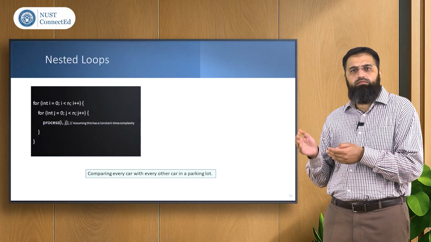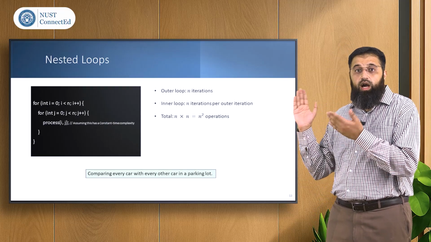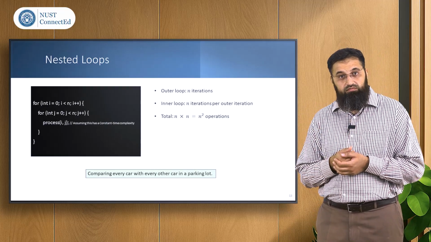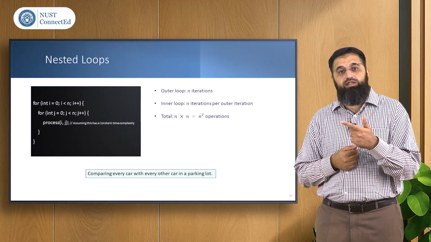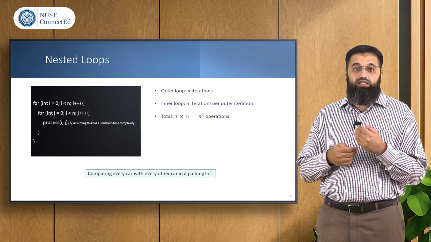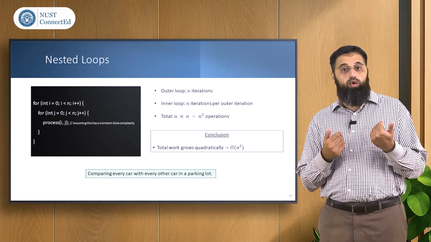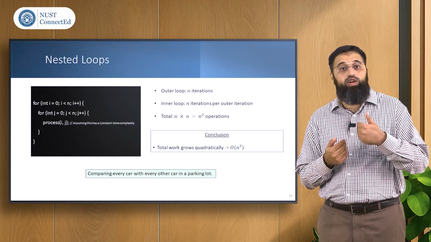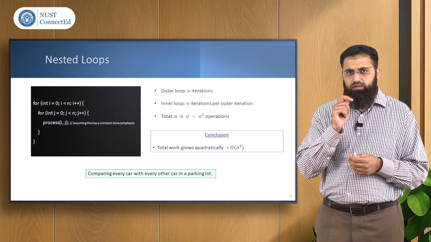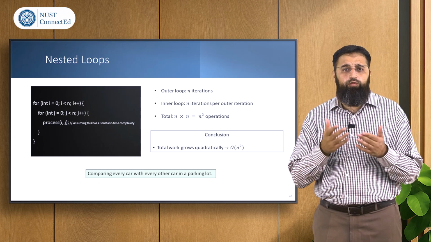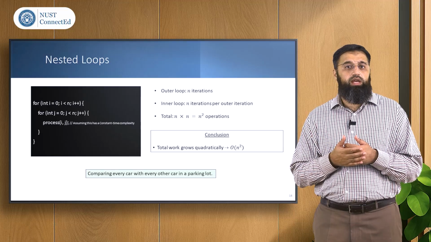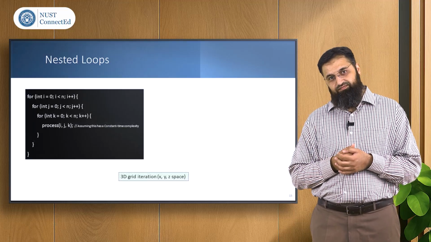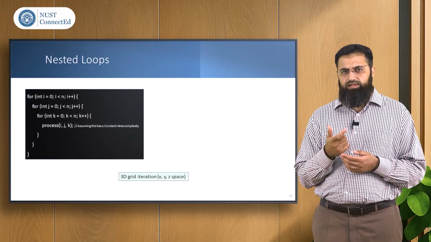Now let's examine nested loops. Here the outer loop runs n times. For every iteration of i, the inner loop also runs n times. That is n cross n operations, or Big O of n squared, which is quadratic time. This pattern appears often in brute force comparisons, like checking all pairs in a list or comparing rows in a matrix.